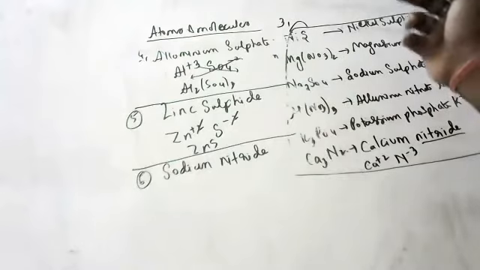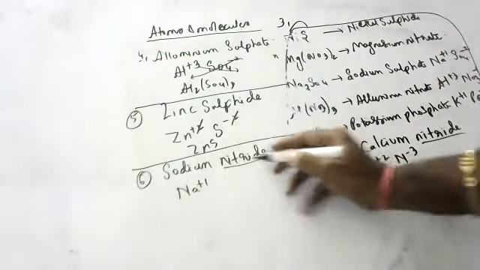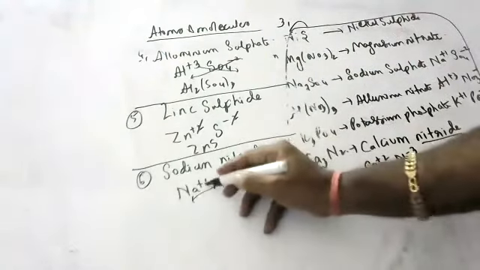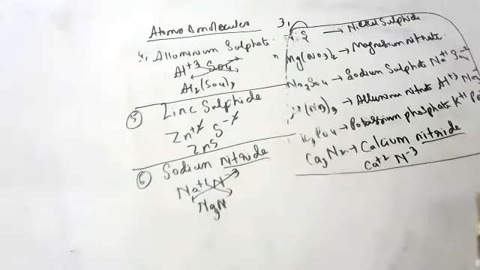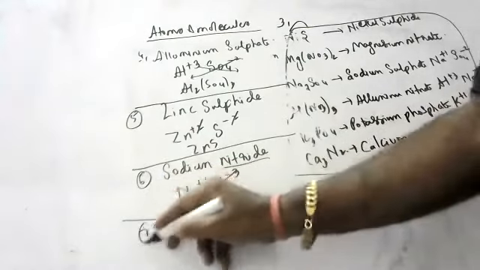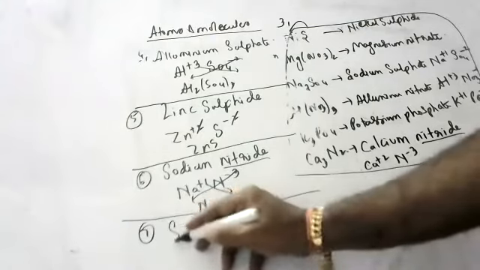Na is plus one. Very good. N is minus 3. So 3 goes here: Na3N, sodium nitride. All of you forgot, children. Cations and anions. Okay. Silver bromide.